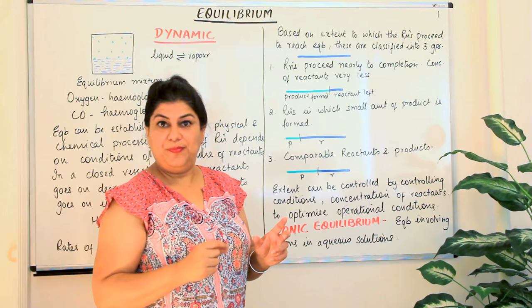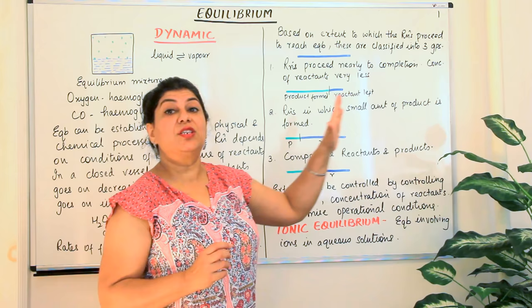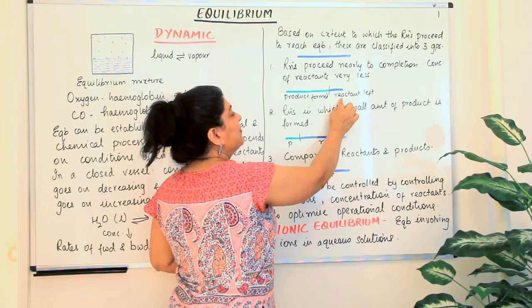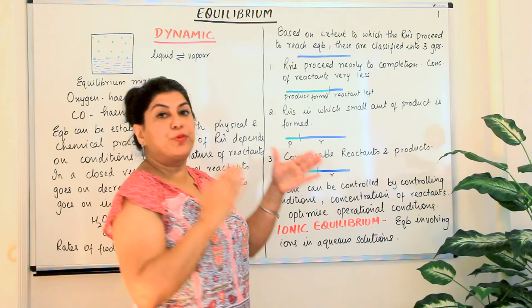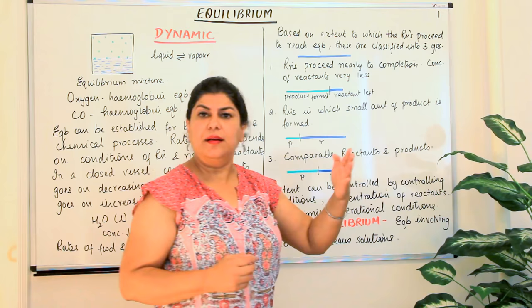So if the reaction produces a lot of product, and let us say 75% of the reactant has been used up, now you have only 25% of the reactant left, while 75% of the product has been formed. We say this reaction has proceeded nearly to completion. It would have gotten completed if equilibrium would not have been established. We would have only got the green products. The reactants reacted and resulted in the formation of products.